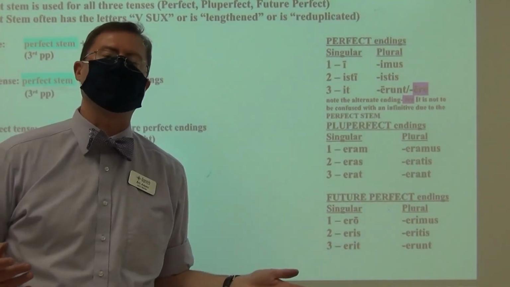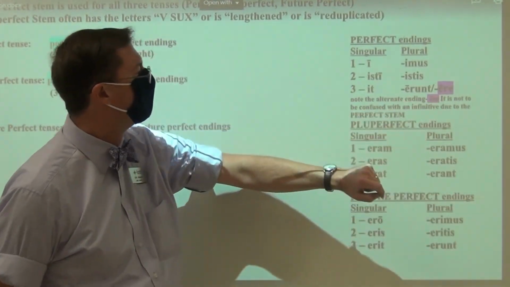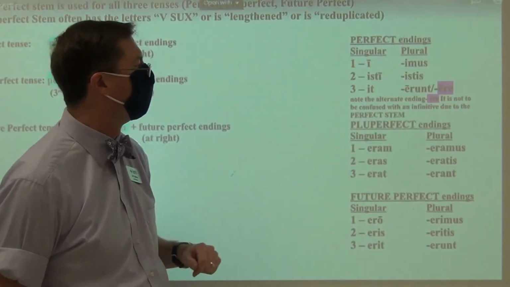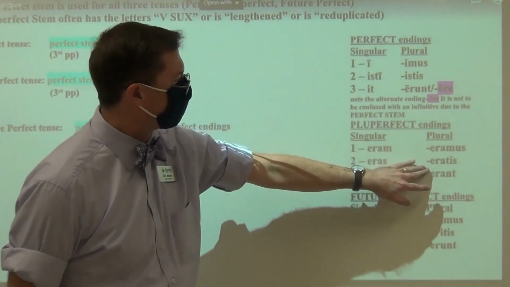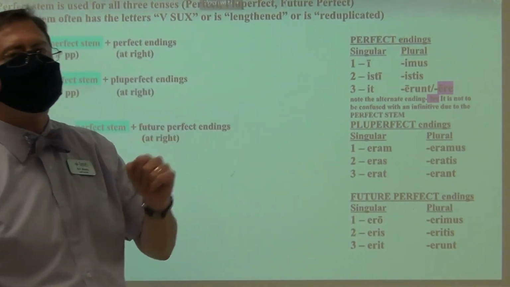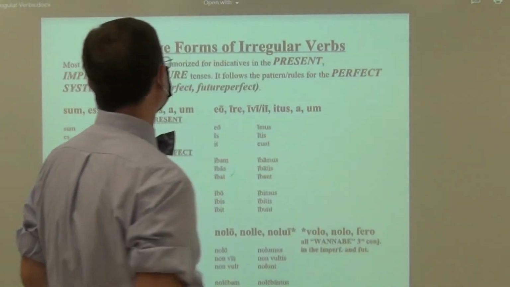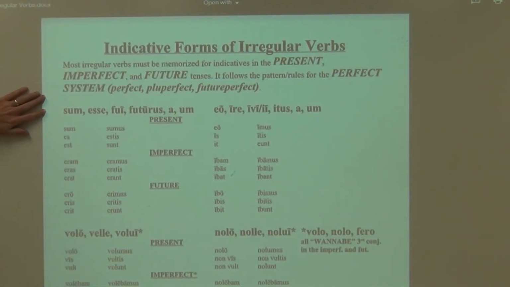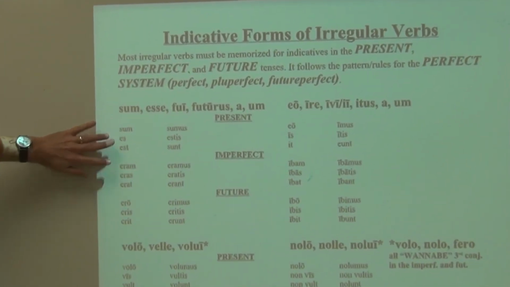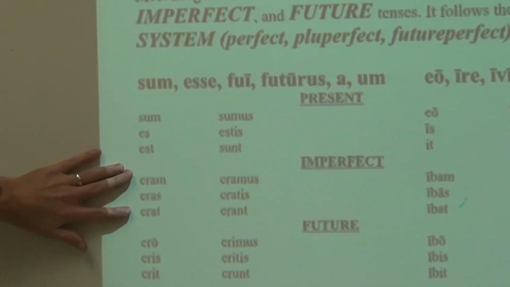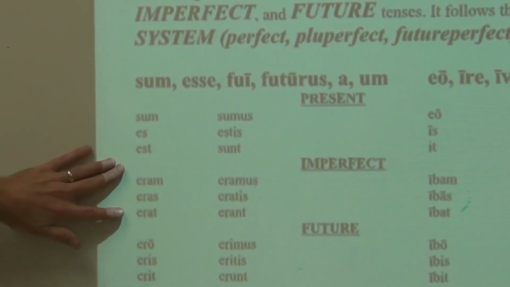If it weren't attached to a perfect stem, it could be an infinitive at that point. But when it is attached to a perfect stem, it is actually just the alternate ending for erunt. Now the pluperfect endings are eram, eras, erat, eramus, eratus, erant. Now that should be familiar to you. And the reason being is that for the verb sum, esse, fui, futurus, its present is sum, esse, sunt, but the imperfect forms are identical to those endings.